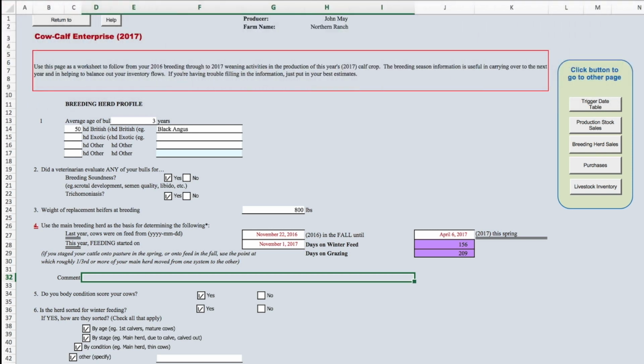Start by answering questions 1 to 8 relating to the farm's herd profile. This information is used to calculate the Cow-Calf Enterprise benchmarks for the AgriProfit's Beef Economic Program. This worksheet collects the farm's production management information and practices. Questions 1 to 8 capture data on breeding age, soundness, weight, and body score. Information on winter feeding and grazing dates are used in calculating cost of production. Management practices such as herd sorting, feed testing, and bale weight are also captured.